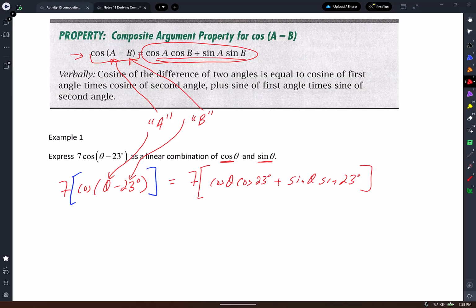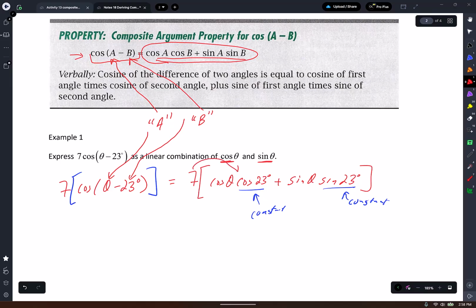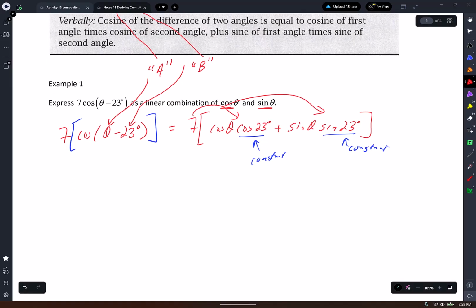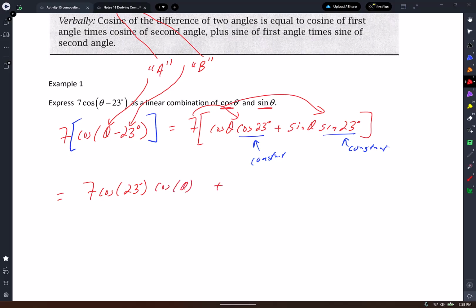The cosine 23 degrees and the sine 23 degrees, that's a number. That's a constant. Constant and constant. So let me rewrite it, distributing the 7. Equals, and I'm going to write the cosine 23 first because that's a constant: 7 cosine of 23 degrees, cosine theta. Plus, you don't have to put the parentheses, but it's probably better that we do, plus 7 sine 23 degrees, sine theta. Is anyone confused where those 7s came from?